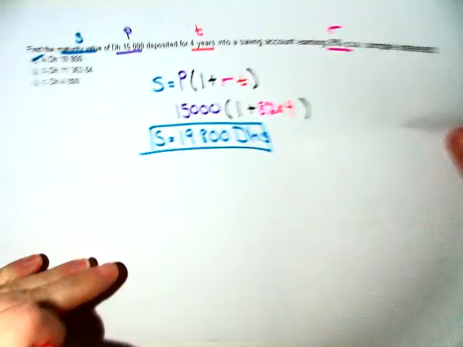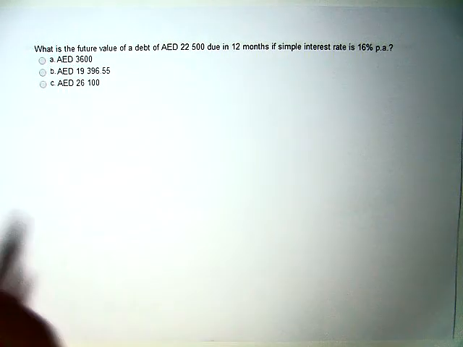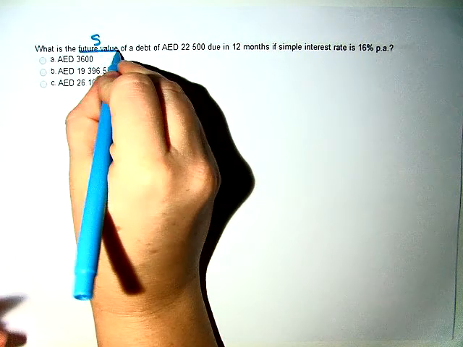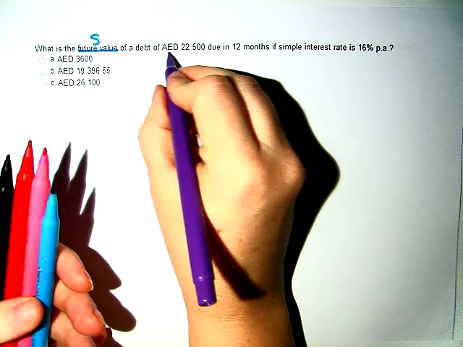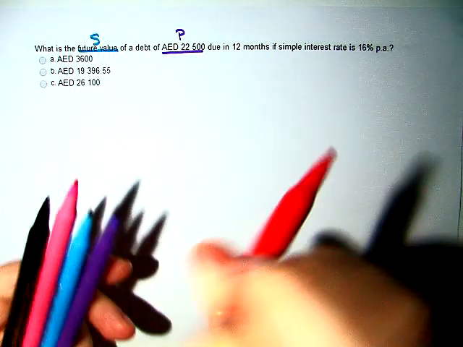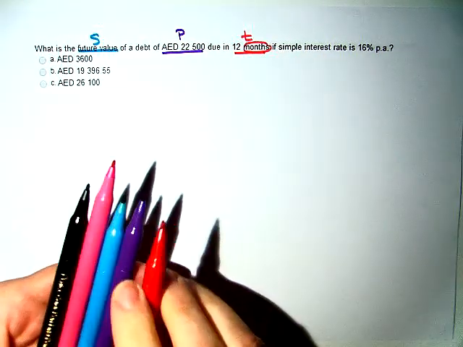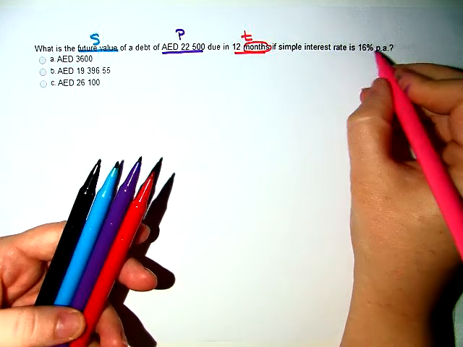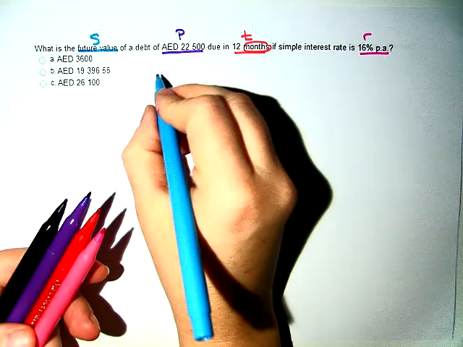Okay, let's try another one. What is the future value? Okay, so once again, they're asking us for S. Of a debt of 22,500, that's my P, due in 12 months. That's my T, and remember, it uses months. Simple interest rate is 16% PA. Okay, the exact same formula, so we're just going to go ahead and plug it in.